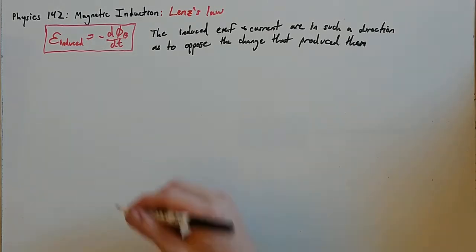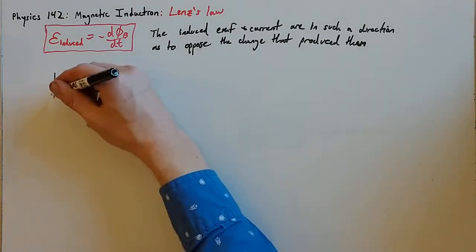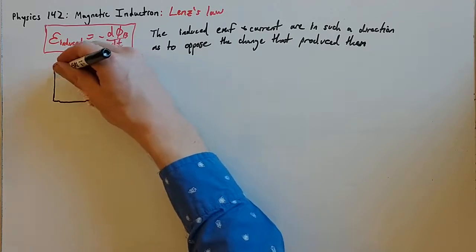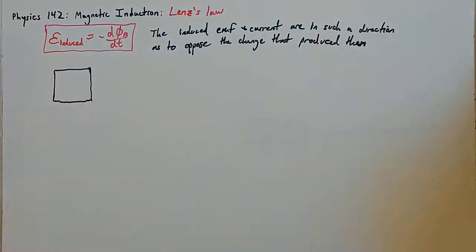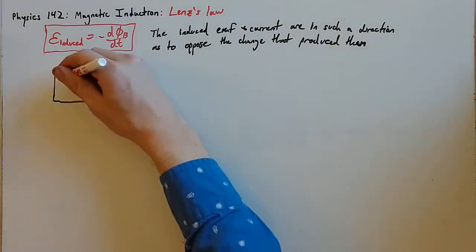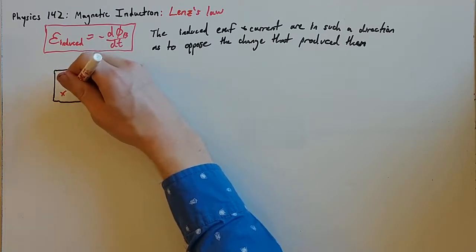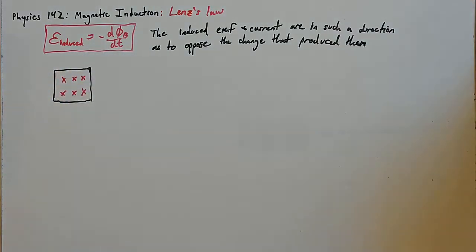So to start, I want to do an example. Let's just take a square loop of wire. Here's a square loop of wire, and let's put some magnetic field through that loop. We'll start with the magnetic field going into the page. So we'll run some magnetic field into the page.